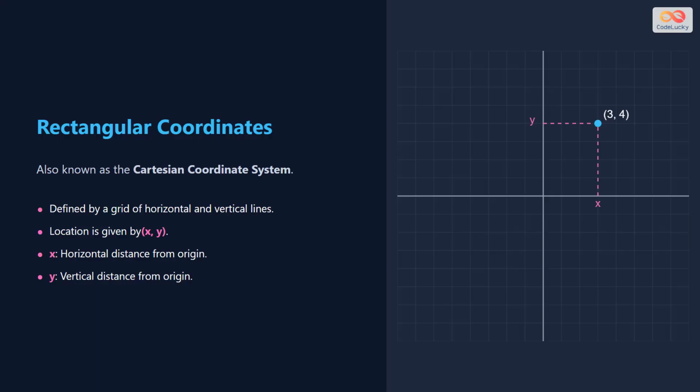Let's start by reviewing the system you are likely most familiar with, rectangular coordinates, also known as the Cartesian system. Here, any point is defined by an x value and a y value. X represents the horizontal distance from the origin, and y represents the vertical distance. It's like a grid map.